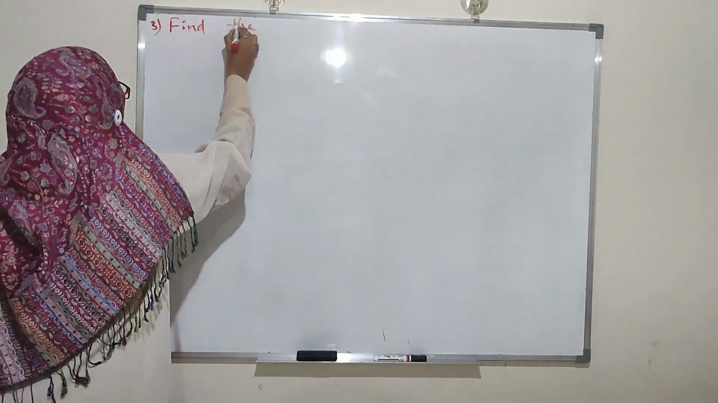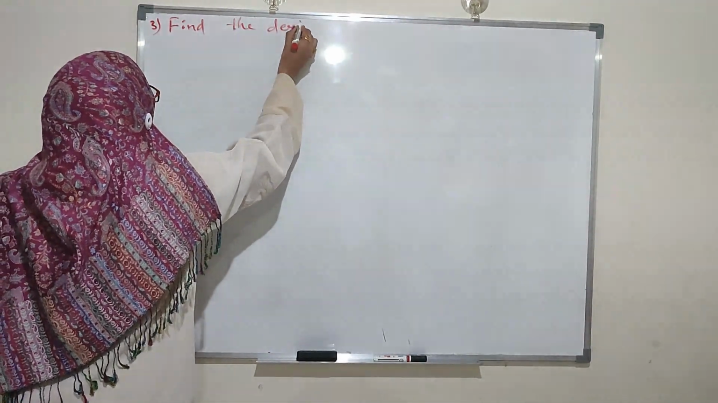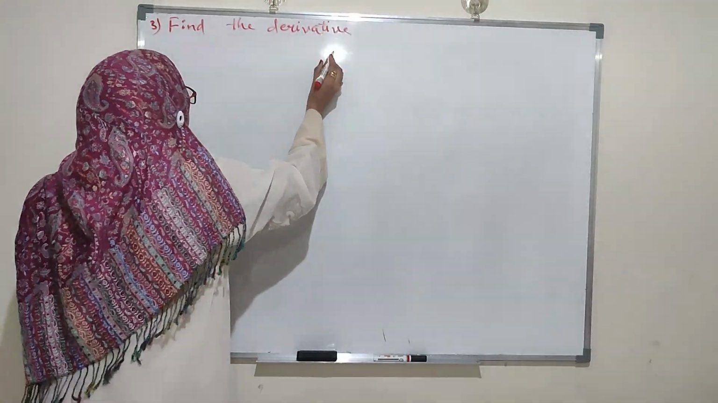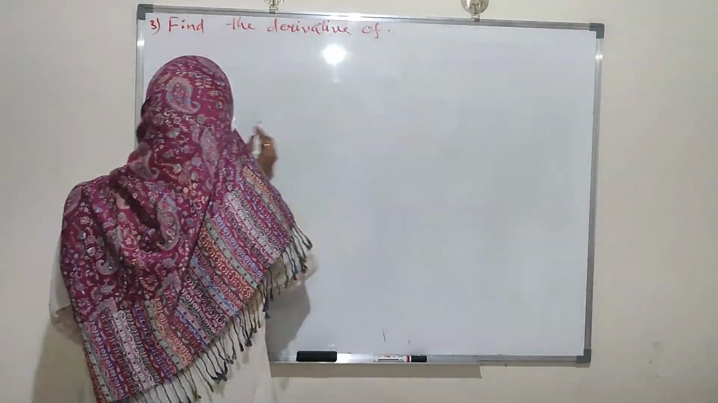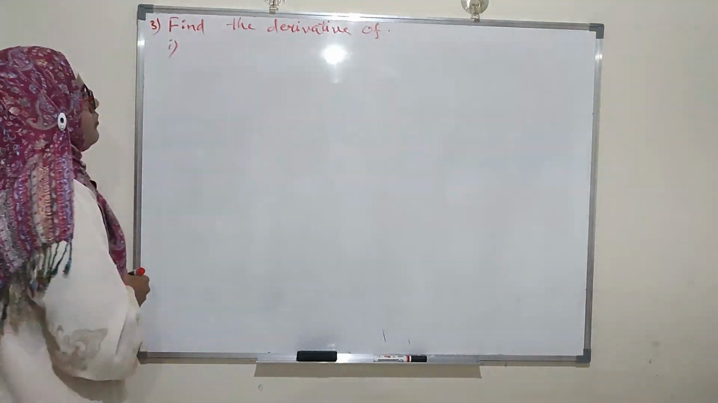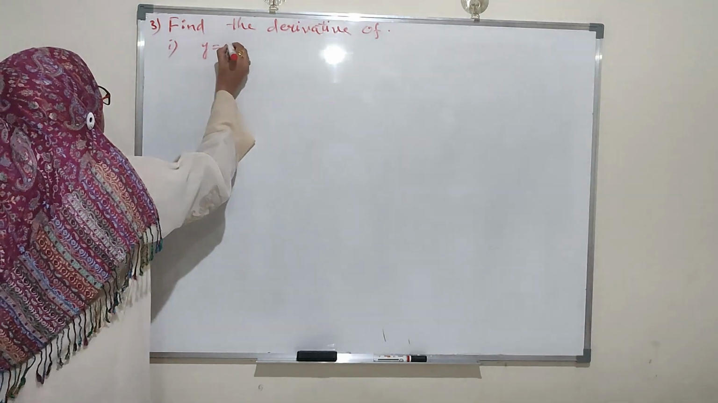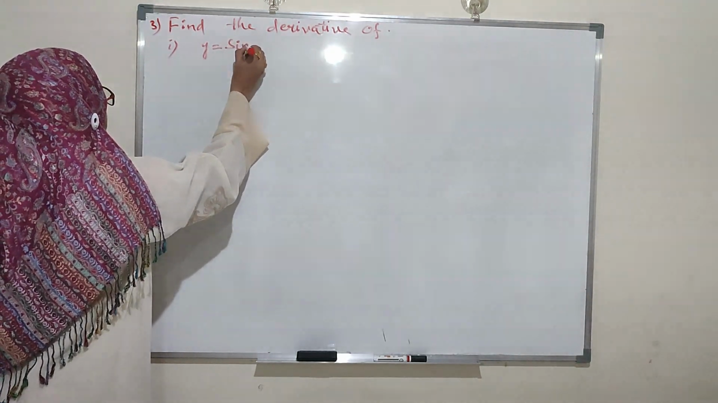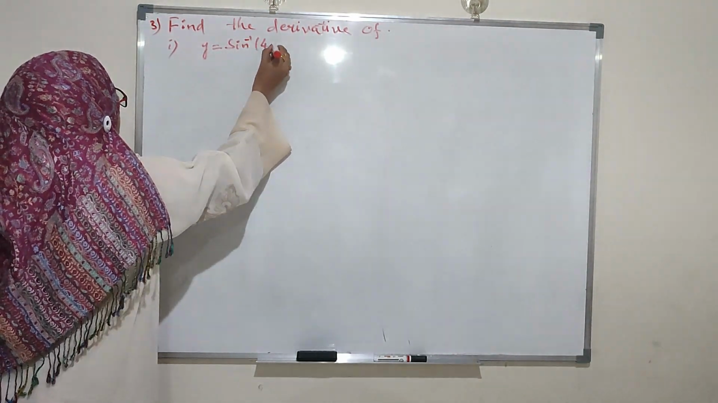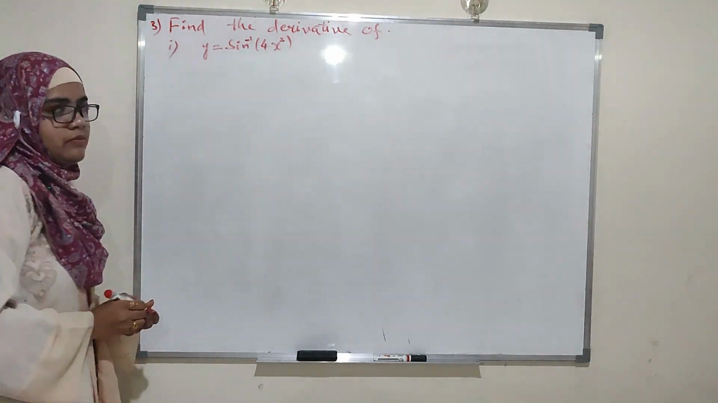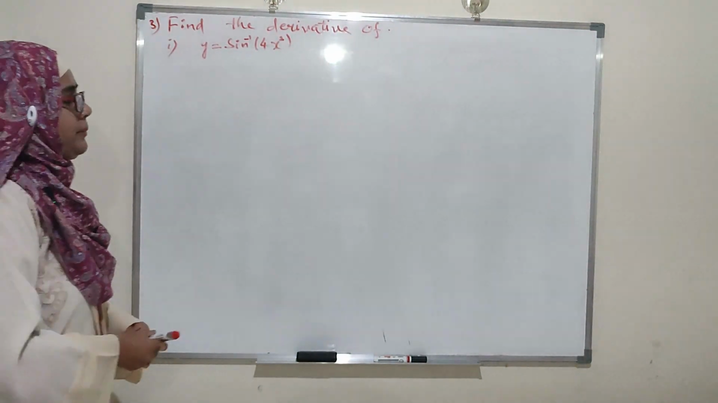Find the derivative of y is equal to sine inverse of 4x square. Sine inverse of 4x square.